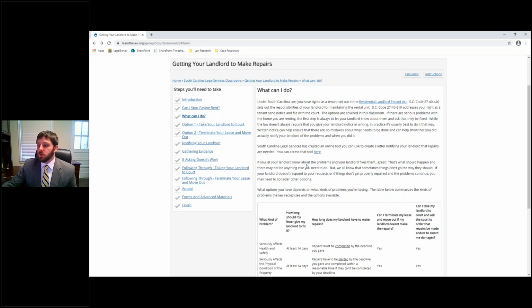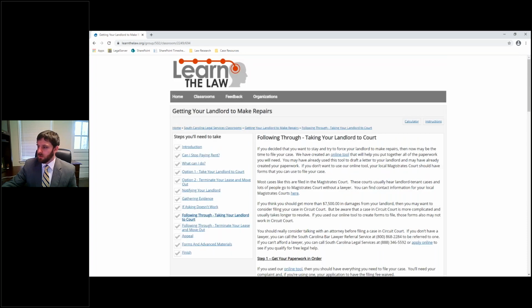But if you want to take your landlord to court, you can skip all these and go down to follow through, taking your landlord to court. And there is another online tool that you can use. You can just click on this link and it will help you collect all the paperwork that you will need. And if you need to find out which court you're filing at, there's a list. You can find the contact information for your local magistrate courts here.